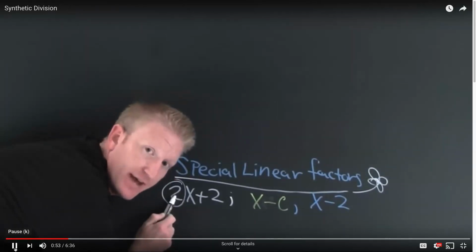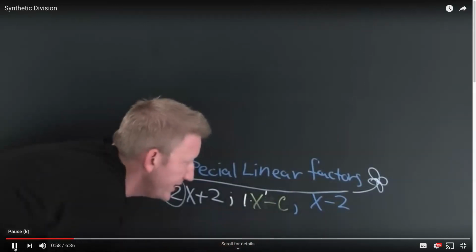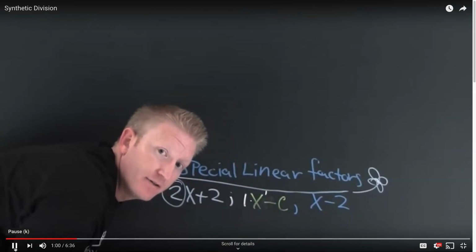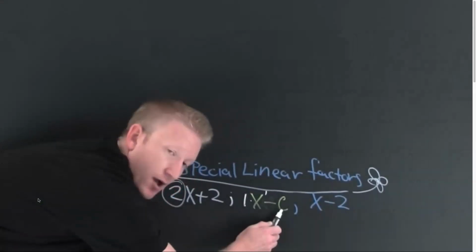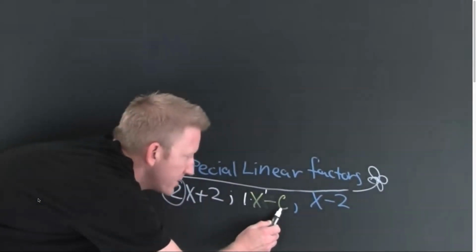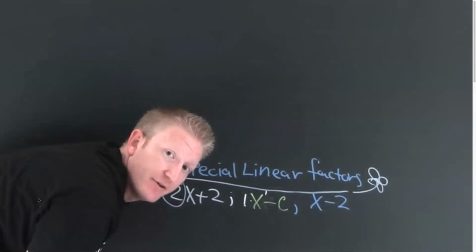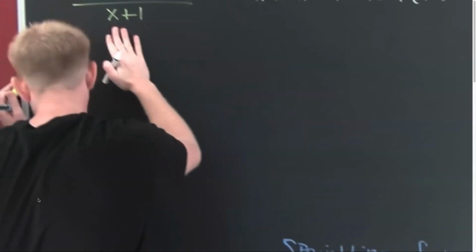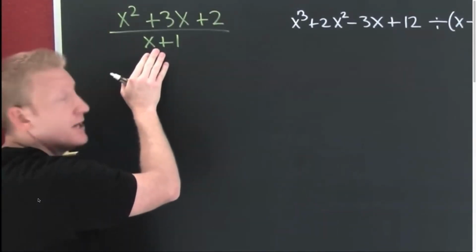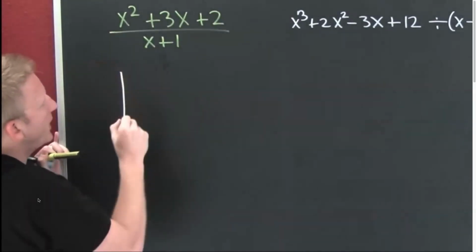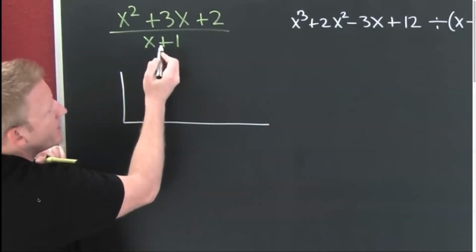What makes a special linear factor? A special linear factor has coefficient 1 and degree 1. An example of a special linear factor is x minus 2. Okay, this is x minus c. What goes outside of our box? The opposite of c, or whatever's going to make our denominator 0. I'm ready for an example. Here. I'm dividing by a special linear factor. Okay, zeros go outside of the box. What makes that denominator 0?